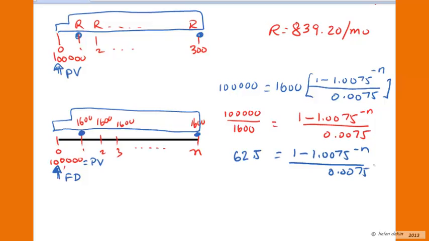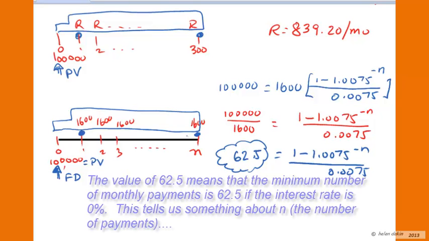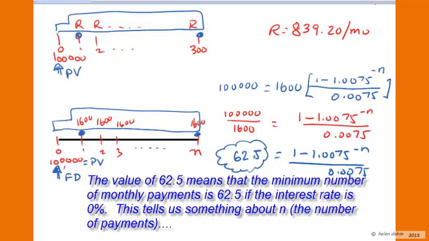Now let's see for a moment if we can figure out the significance of the 62.5. What does that mean, or what is it telling us? We've taken $100,000 and we've divided it by $1,600. What this tells us is that if the interest rate was 0, there was no interest at all, and there was no discounting at all, it would take us 62 payments to pay off this loan. In other words, at a 0% interest rate, it would require 62 payments of $1,600 to pay back the $100,000.